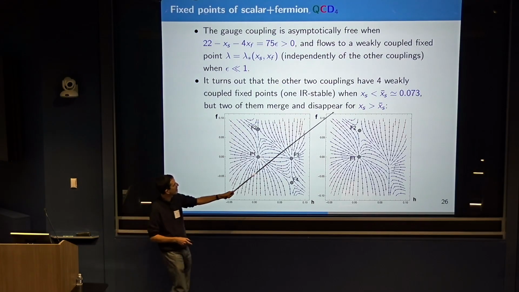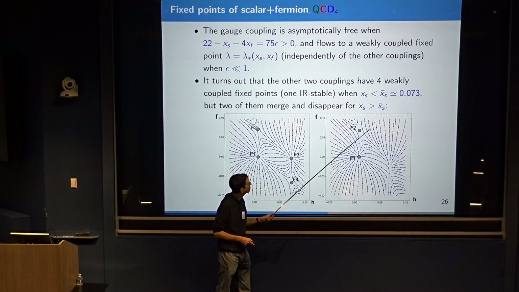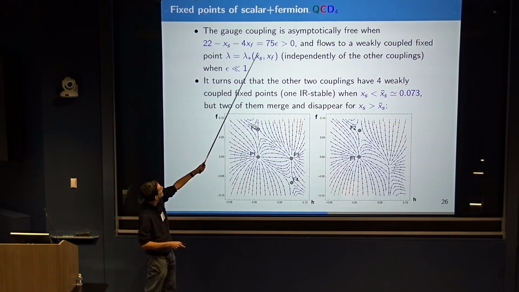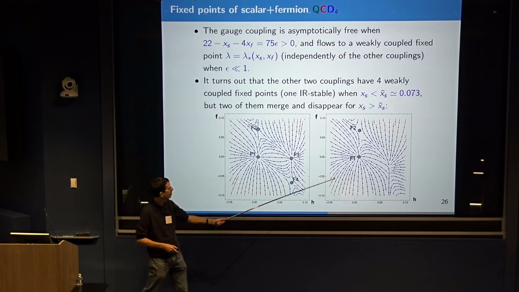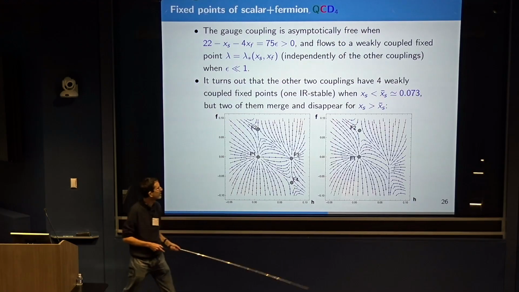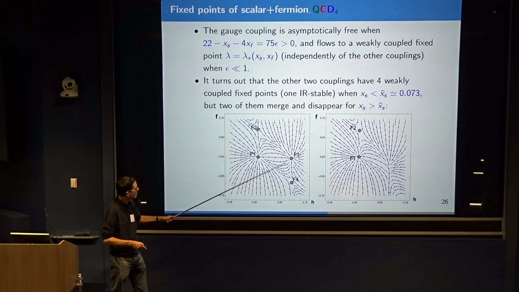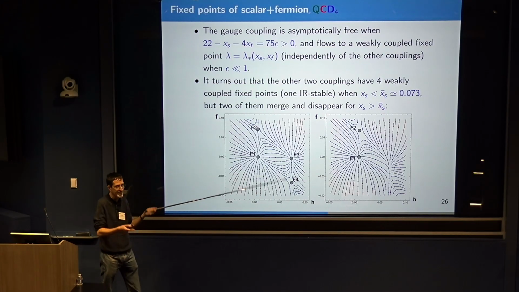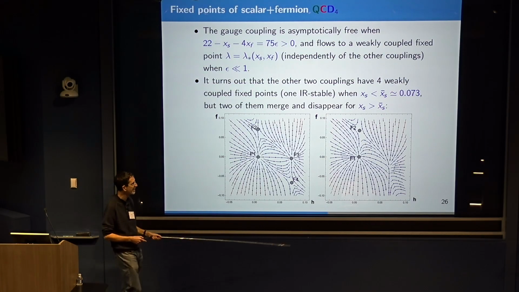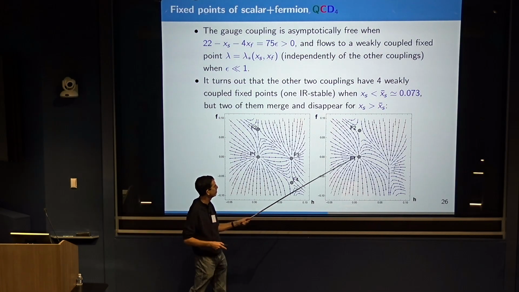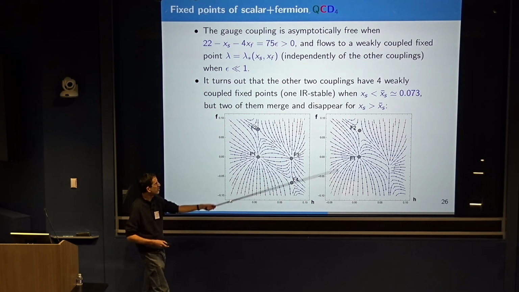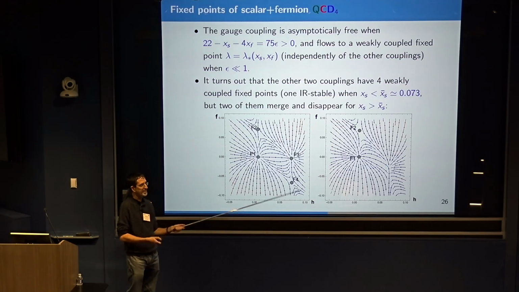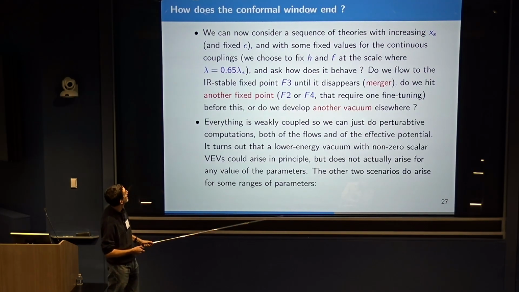But it turns out that when we increase the number of scalars to beyond 0.073 times the number of colors, again, still staying very close to this asymptotic freedom bound, the flow changes in the space of these two phi to the fourth couplings. Two of these fixed points merge, so they just continuously merge as we change this parameter XS. They merge and annihilate, just like we discussed in the CFT merger scenario, and we're left only with two fixed points, both of which are unstable. So generically, in this case, of course, we would no longer flow to any fixed point. So that can all be seen just by a direct perturbative analysis.